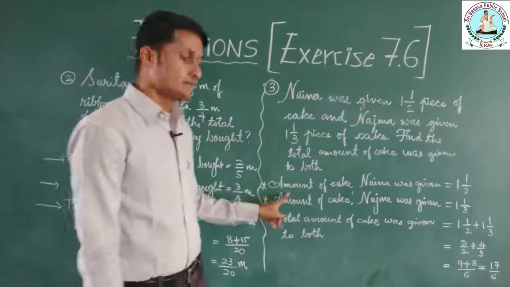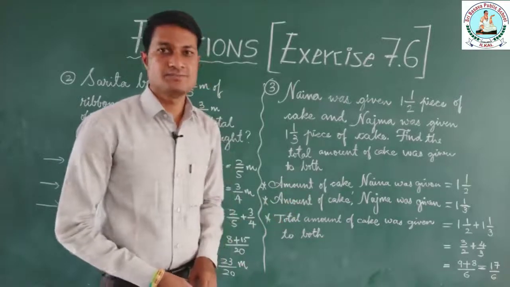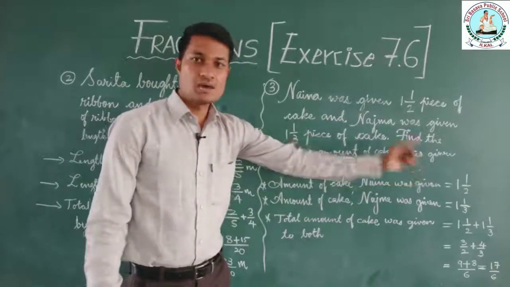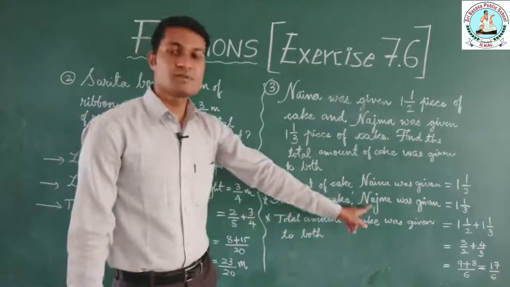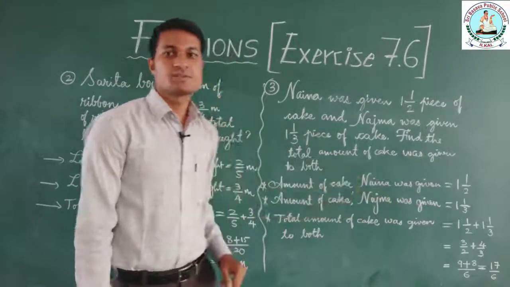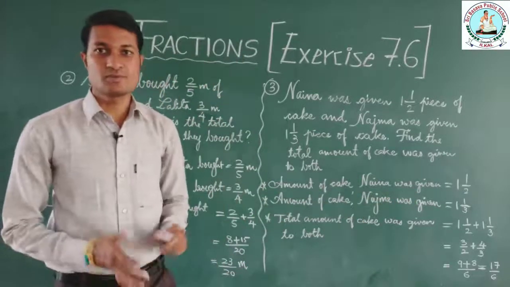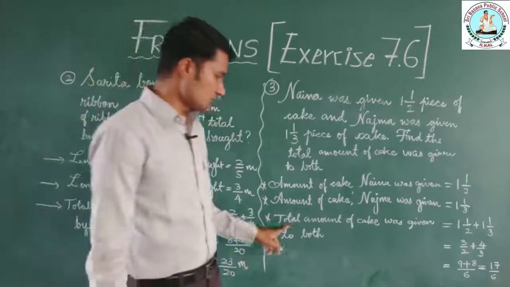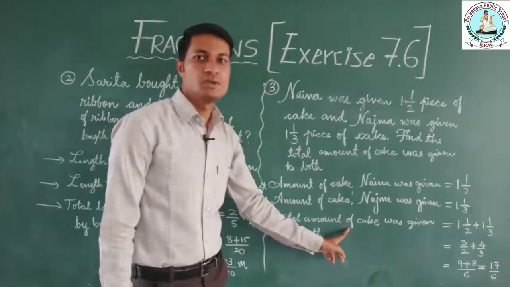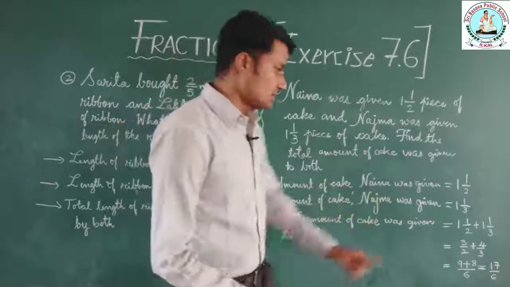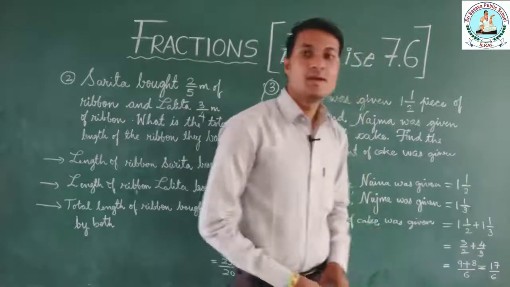So first we need to write the amount of cake given to Naina, that is how much? 1 and 1/2, and the amount of cake given to Najma, how much? It is 1/3. They are asking for the total amount of cake. Total always refers to addition, so that is why the total amount of cake given to both Naina and Najma, we just add them. It is just like adding mixed fractions.